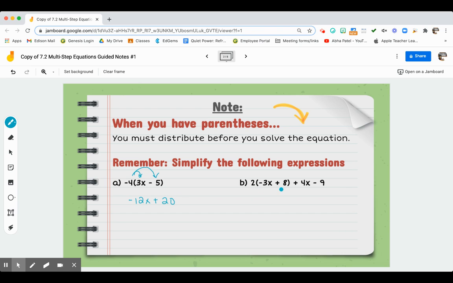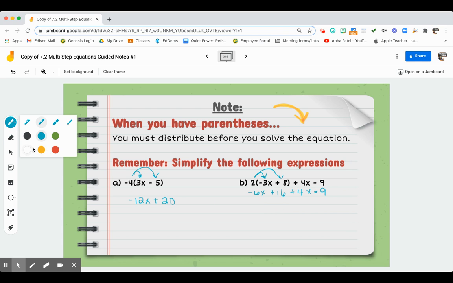Whenever you do this, you've got to distribute first because you can't combine like terms outside of the parentheses. So you have to do the multiplication aspect of it, which is distributing. You're going to multiply the 2 to the -3x and the 2 to the 8. So 2 times -3x is -6x. 2 times positive 8 is positive 16. And then I'm just going to copy these back down. You're going to get positive 4x minus 9.